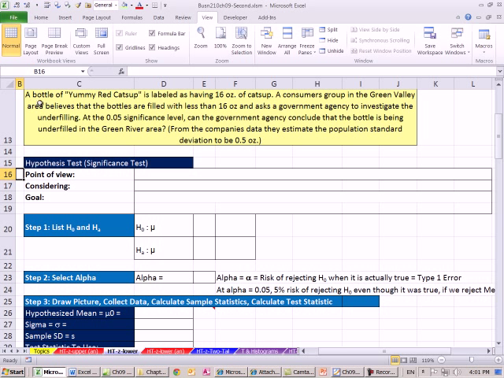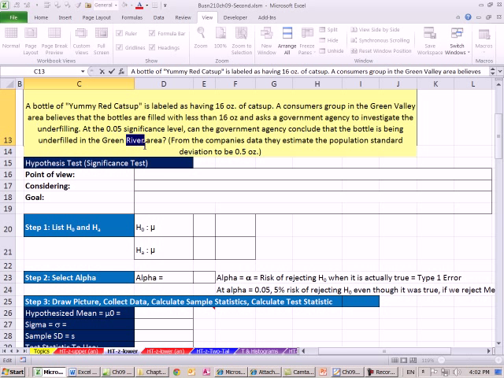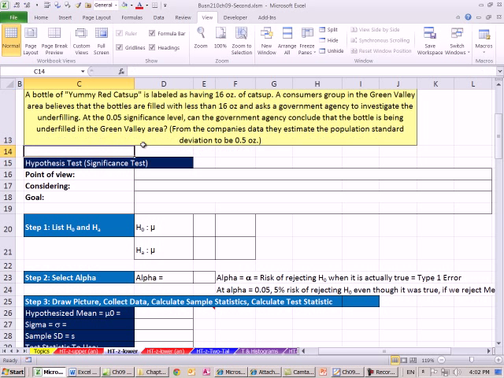Here's our example. A bottle of yummy red ketchup is labeled as having 16 ounces of ketchup. A consumer group in the Green Valley area believes that the bottles are filled with less than 16 ounces and asks a government agency to investigate the underfilling. At the 0.05 significance level, can the government agency conclude that the bottle is being underfilled in the Green Valley? That's what you get for writing your own stuff. Green River is a community college just down the street from the community college I teach at. So, Green Valley, error. From the company data, we estimate the population standard deviation is 0.05.